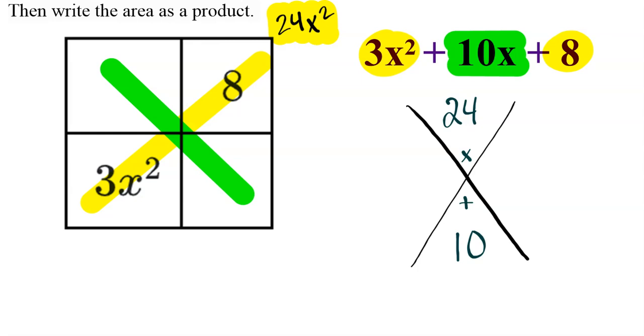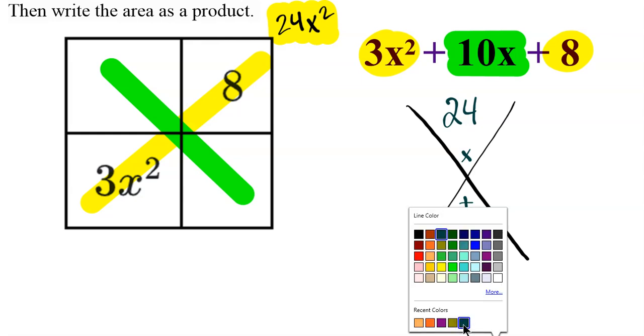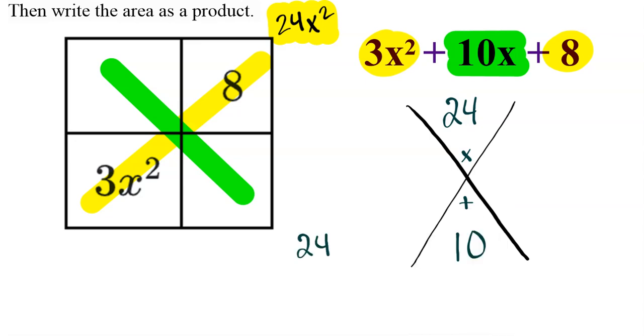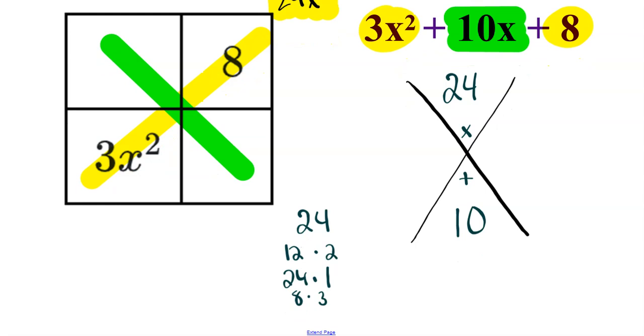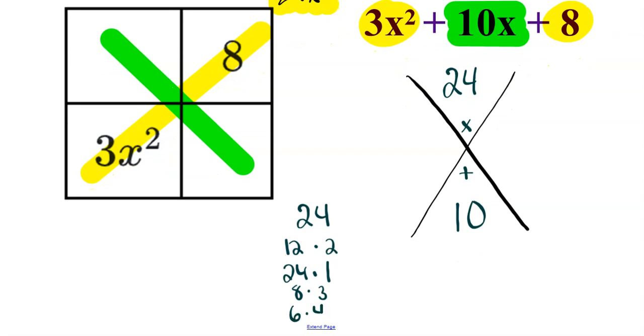So what can we come up with that's going to fit in there, that's going to add up to 10 and also still multiply to 24? Well, 24 is 12 times 2, 24 times 1, 8 times 3, 6 times 4. Now, which of these add up to 10? We have all positive terms, so they're both going to be positive. Really the only option we have is 6 and 4.